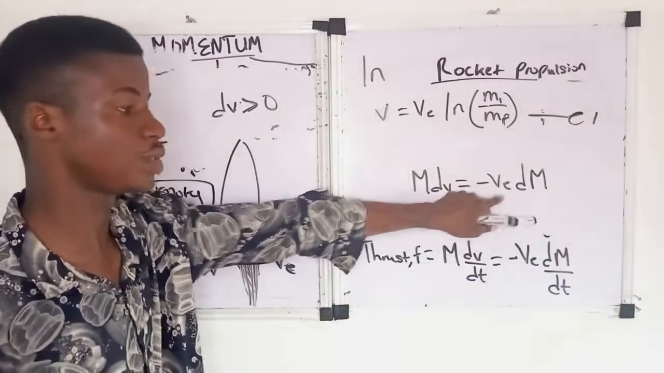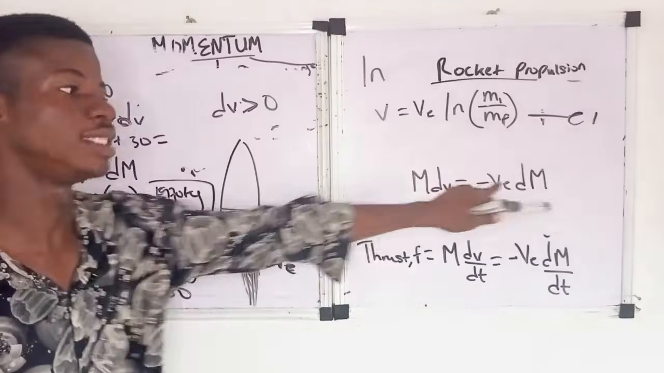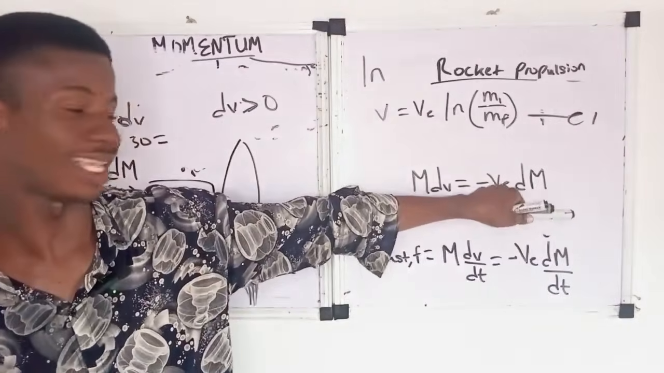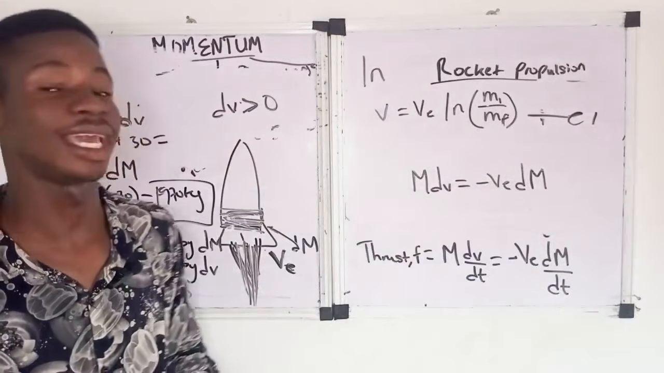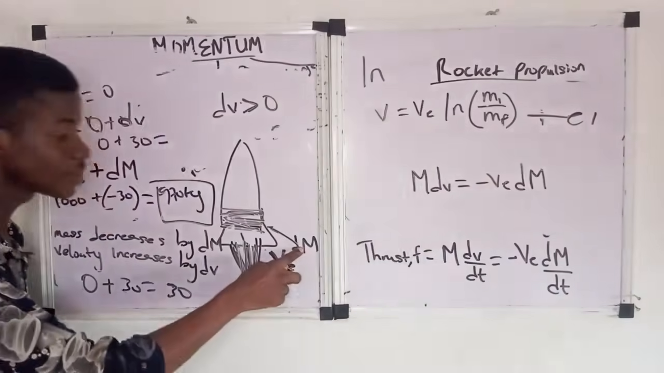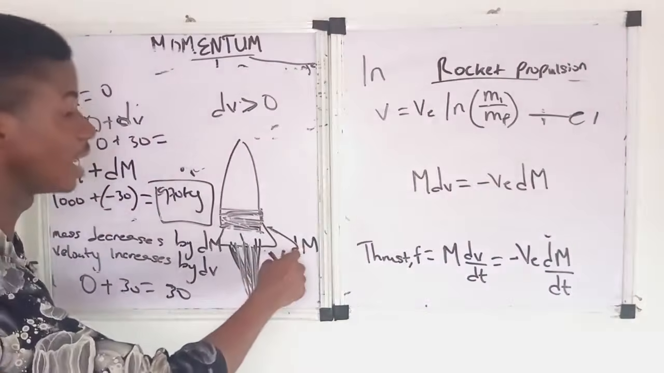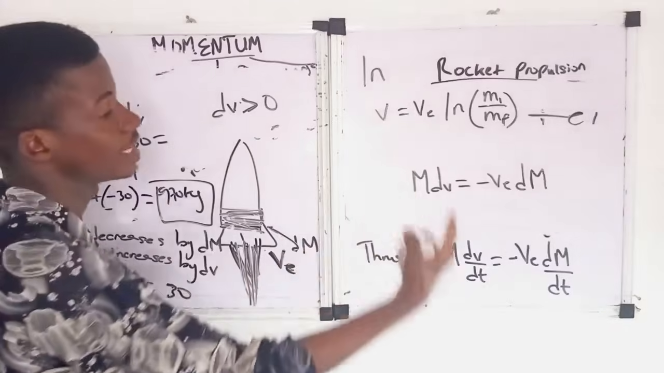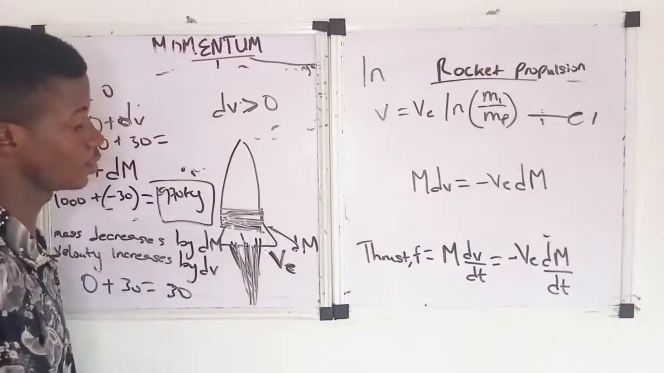Let's just go to this place. V is what? Velocity of the exhaust. dm, I've told you guys that dm is the mass of the fuel burned, right? Yes, that mass of fuel that is burned, and dm is negative, right? I explained that to you.